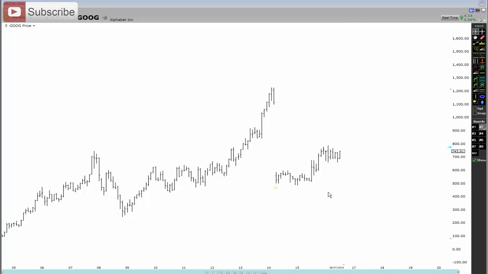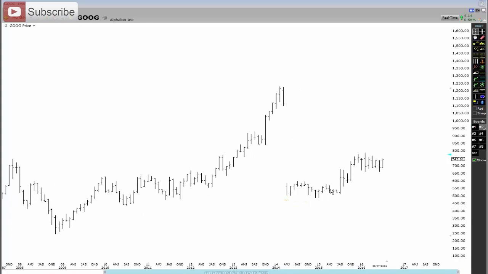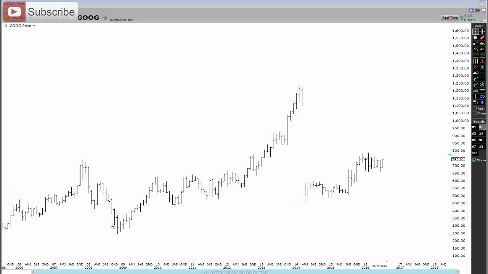Alright, let's have a look at Google. This is the monthly chart we're looking at right now, and you can see the time frame down here. This is like 10 years worth of data.